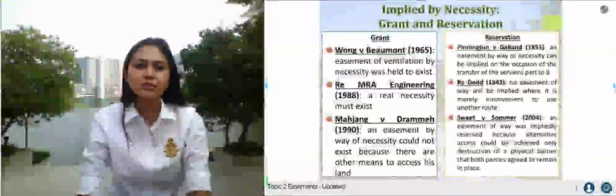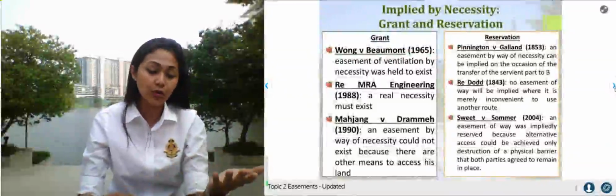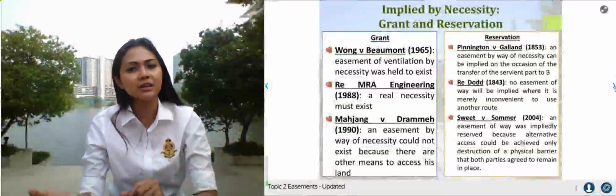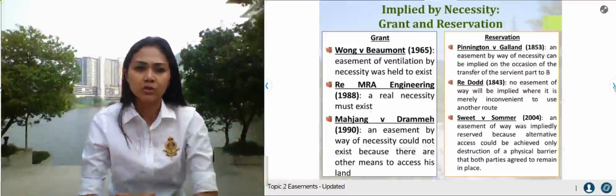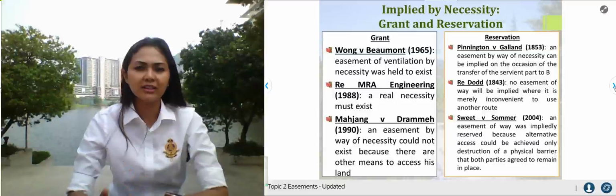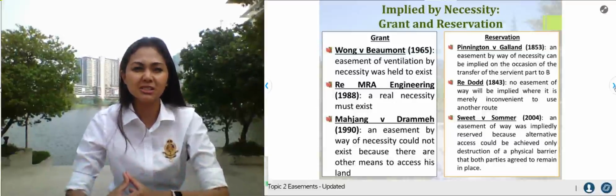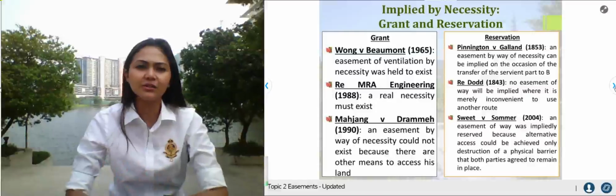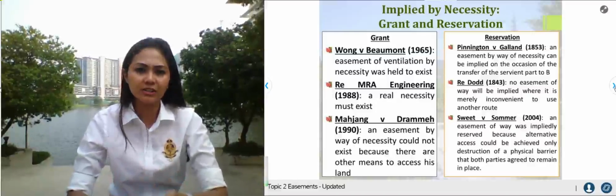So let's look through the first one. Implied by way of necessity, which can exist if you grant it out to others. It also can exist if you want to reserve the easement for your own usage, for your own use. So in the case of Wong and Beaumont, in this case we deal with ventilation. The court held that without that ventilation, the other residents on the flat would have to suffer because of this nauseous smell. So in such a case, it is necessary to have ventilation. So in such a case, there was an easement of ventilation.